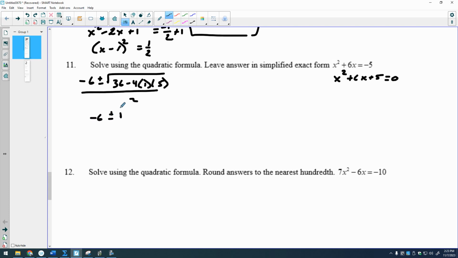Reducing what's underneath, I get the square root of 16. And I use the radical, and I get 4. Negative 6 plus 4 is a negative 2, divided by 2 is x equals negative 1. Now do the bottom: negative 6 minus 4 is a negative 10, divided by 2 is a negative 5.